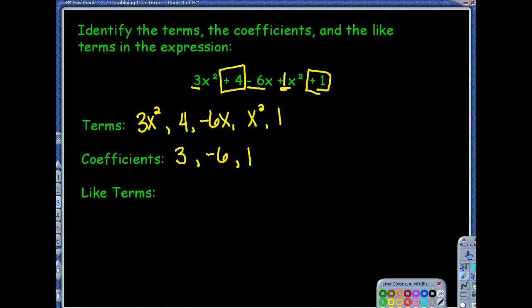When we talk about the like terms here, the like terms are things that have the same variable taken to the same power. So notice that I had an x squared here, and I have an x squared here, and then I have an x. This negative 6x is not a like term with the x squareds because it does still have the x, but it's not also taken to the same power. So 3x squared and 1x squared, or just x squared, would be considered like terms. And then our 4 and our 1 are considered like terms. This negative 6x is just all by itself. It does not have a like term to join with it.